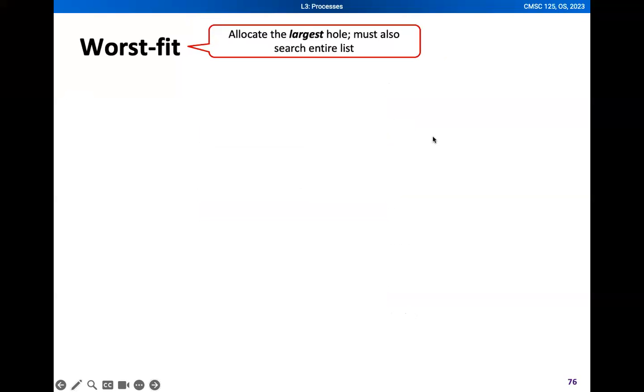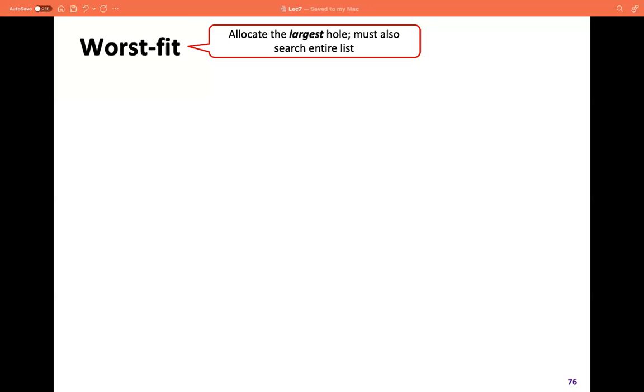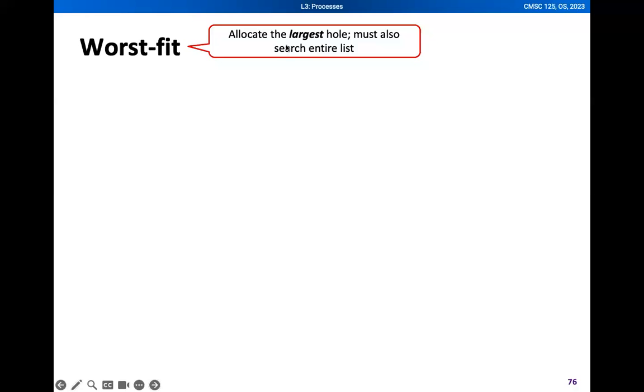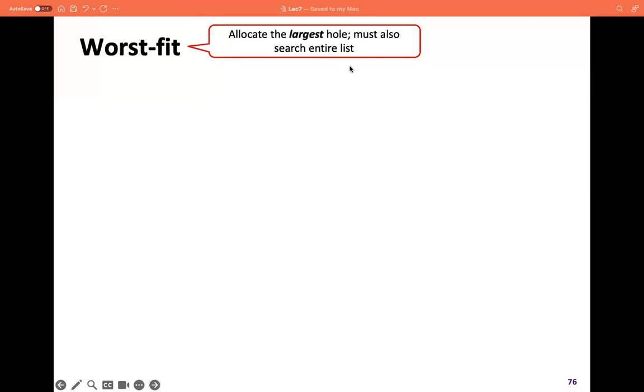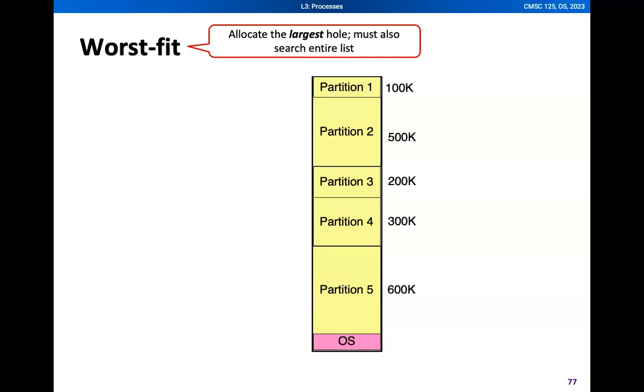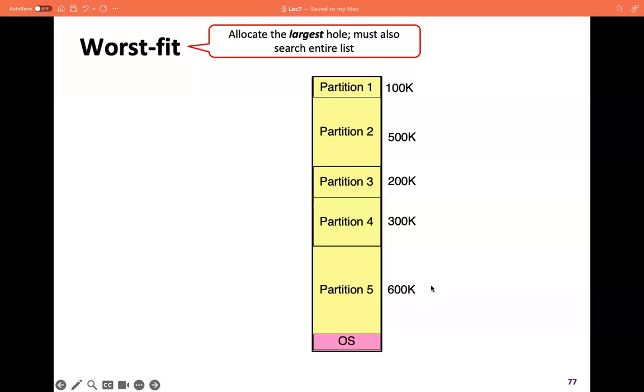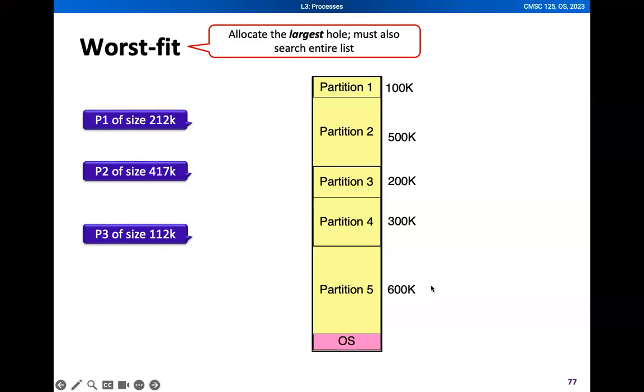Okay, now what about the worst fit? The worst fit, on the other hand, searches for the largest memory available for a process. So it allocates the largest hole, and like the best fit, it must also search the entire list for the largest hole. We still have the same initial partitions, 100, 500, 200, 300, and 600, and the same batch of processes.